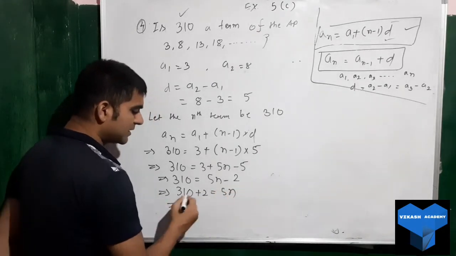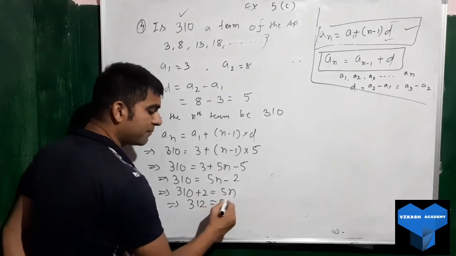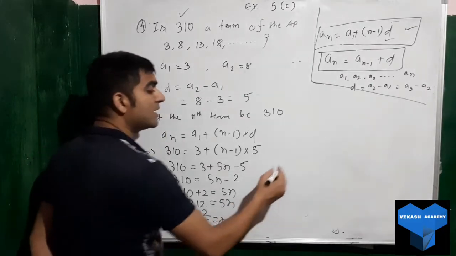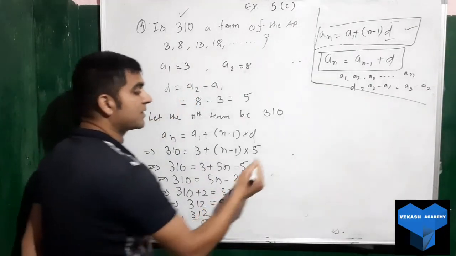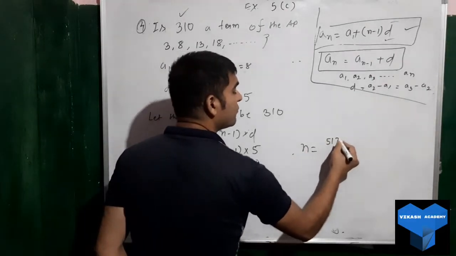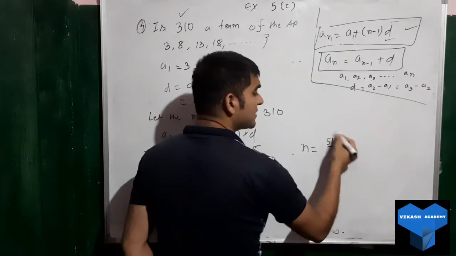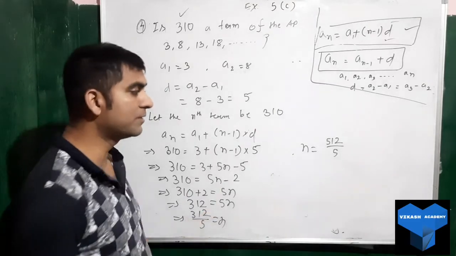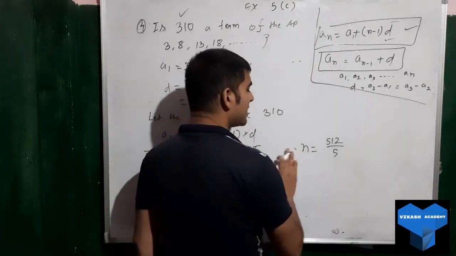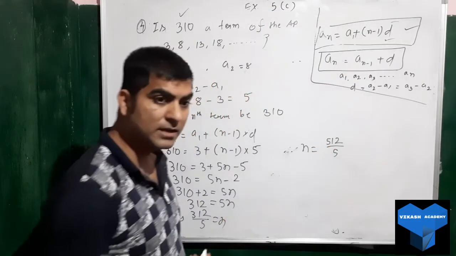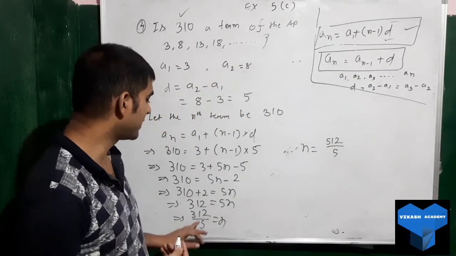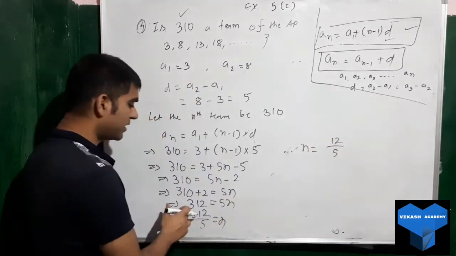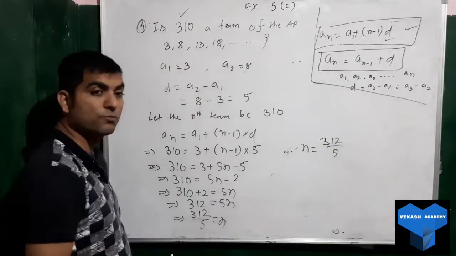Or we can write it like this, 312 by 5 equals n. So n is equal to 312 by 5. We cannot divide this number by 5, right? Therefore n is coming as a fraction, 312 by 5.